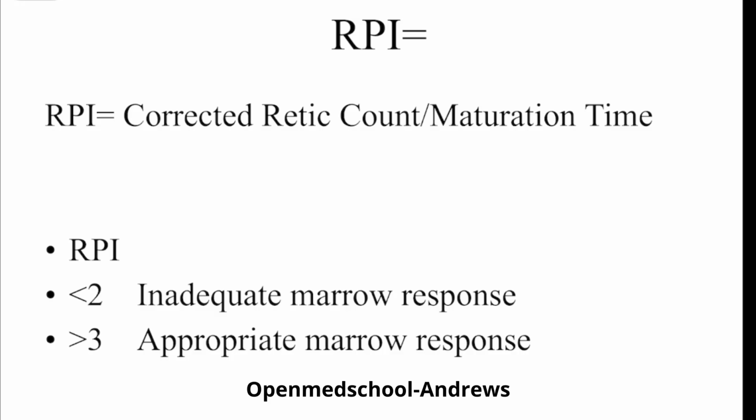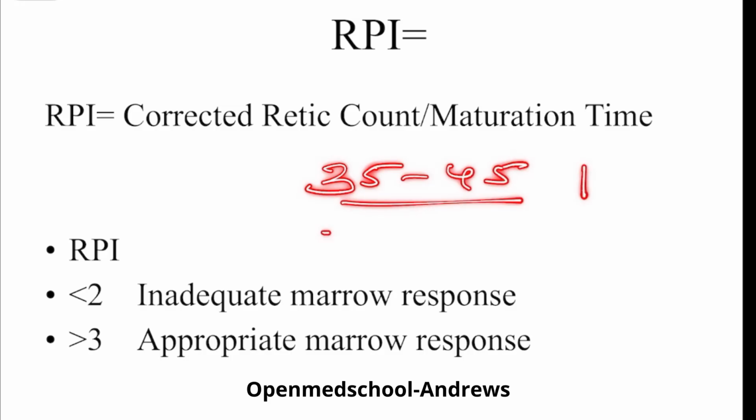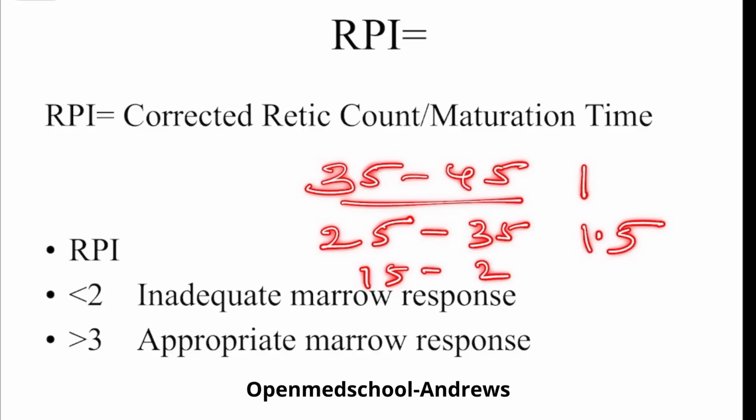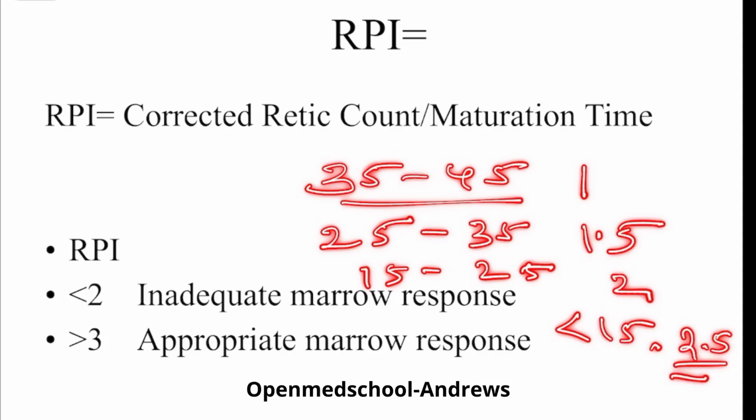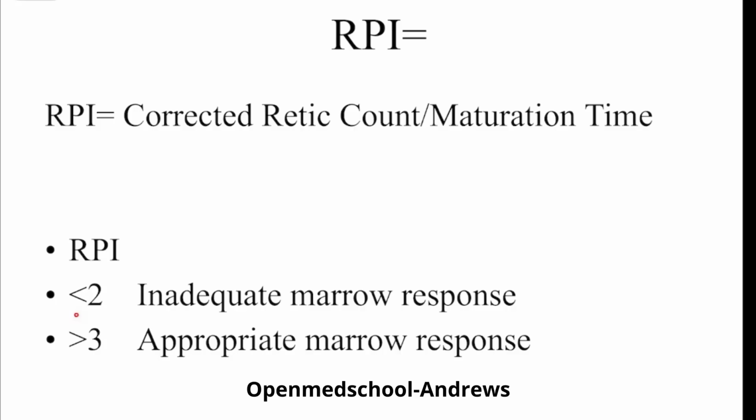Then there is something called the reticulocyte production index. If the hematocrit is 35 to 45, you divide by 1. For 25 to 35, divide by 1.5. For 15 to 25, divide by 2. And for less than 15, we divide by 2.5. So this is the correction factor, the correction for the maturation time. When the reticulocyte production index is less than 2, it is an inadequate bone marrow response. More than 3 is an appropriate bone marrow response.